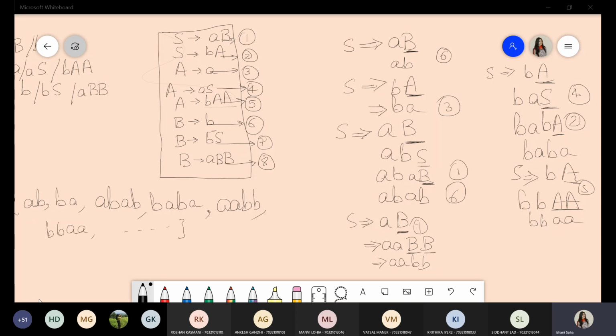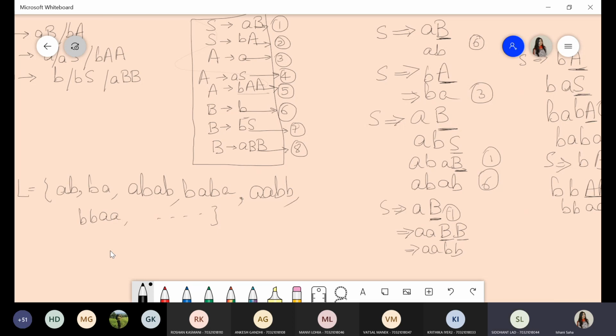Can you generalize it to something with all the strings that are equal number of A's and B's? Very good. So it is equal number of A and B, but there is no order. So I cannot write it as A and B, but you can generalize the language and you can say that the language contains an equal number of A's and B's. This is the language.